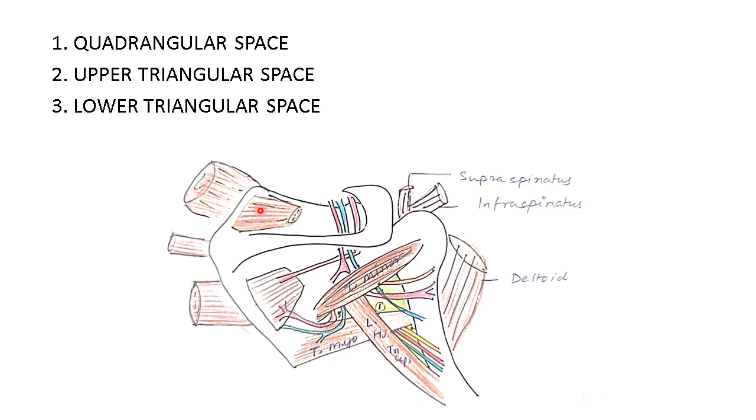In this diagram you are seeing the scapular region from behind, because here you can see nicely the spine and the acromion process of the scapula. So this is the posterior view of the scapular region, where you can see three intermuscular spaces. One is the quadrangular space, one is the upper triangular space, then you have the lower triangular space.